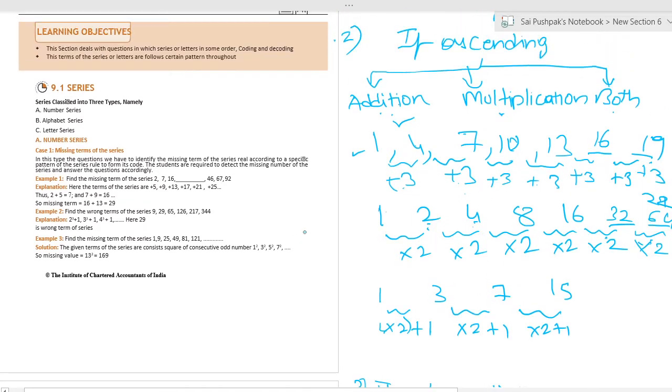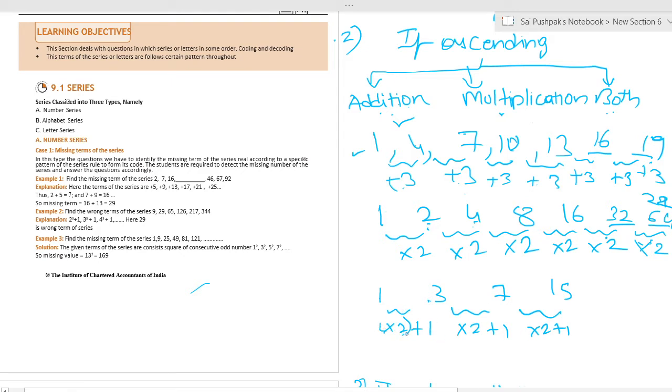So if the series is ascending, meaning it is increasing, it can be either addition or multiplication or a combination of both. So if you see here 1, 3, 7, 15. So there's an increase, but there's no direct multiplication. 1 into 3 is 3, but 3 into 3 is 9. But here it is 7. So it is a case of multiplication and addition.